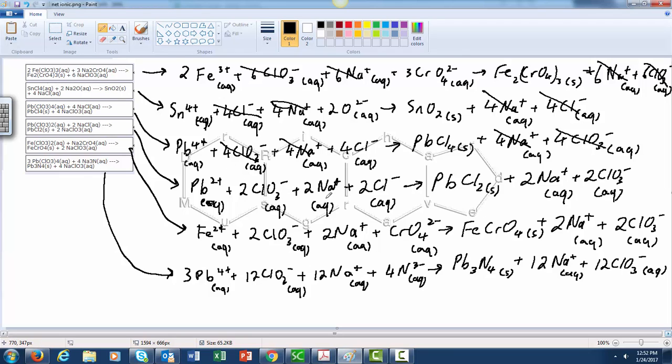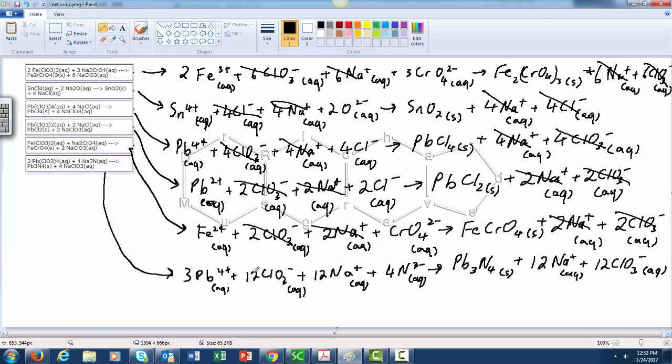In the next one, the ones that are the same on both sides are the 2ClO3 minus and the 2Na plus, and again we're just left with what forms the solid. The next one, the ones that are the same on both sides are the 2ClO3 minus and 2Na plus, and again we're just left with what forms the solid on this side here.